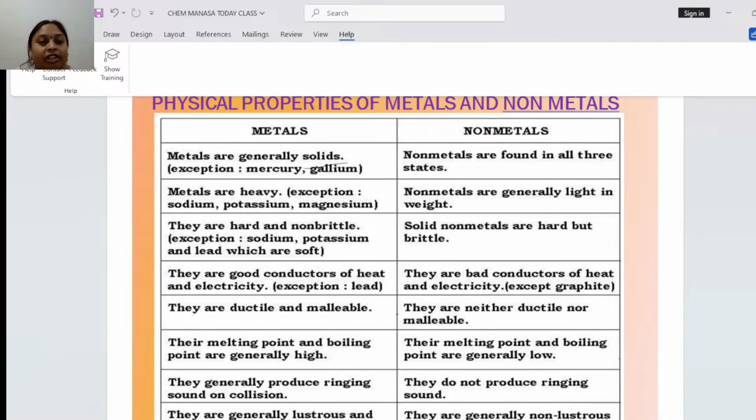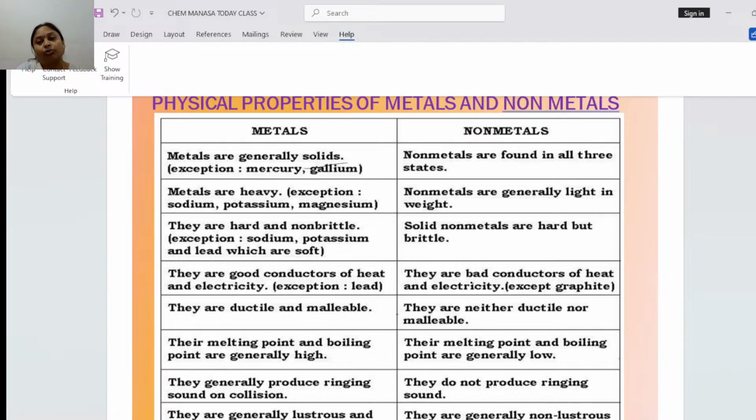Metals generally exist in the solid state. The exceptions are mercury and gallium. Mercury exists in the liquid state. Non-metals exist in all three states. Next, metals generally are heavy, meaning they have high density. But potassium, sodium and magnesium have less density, so they are lighter in weight.